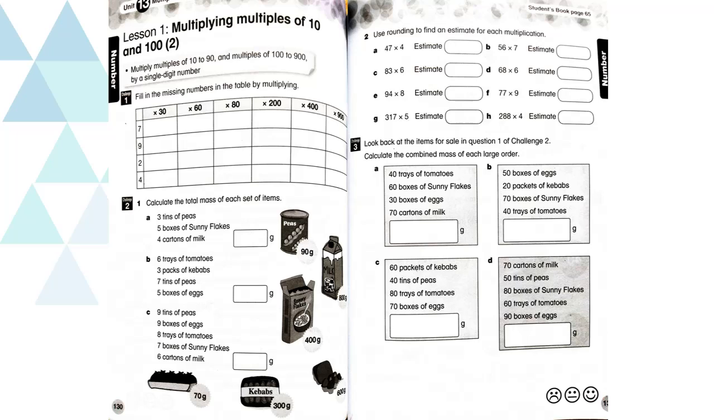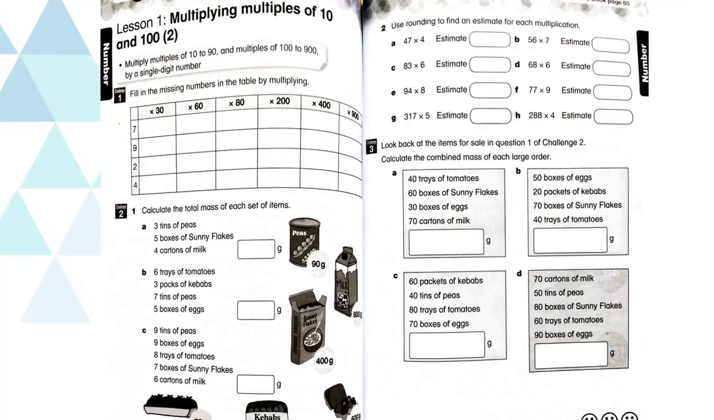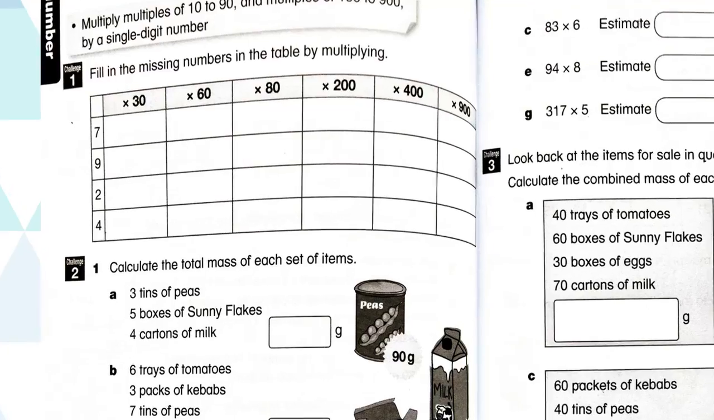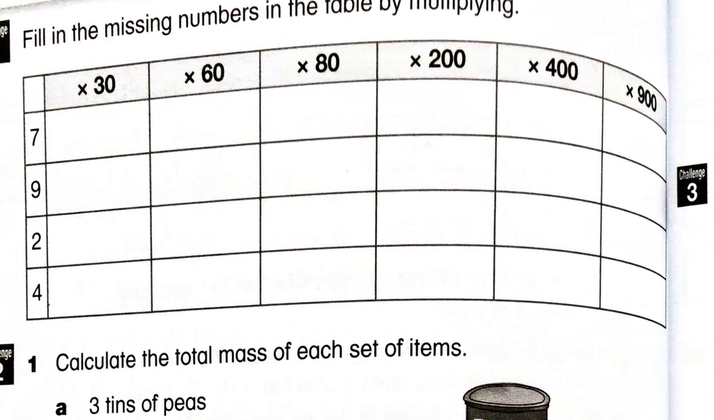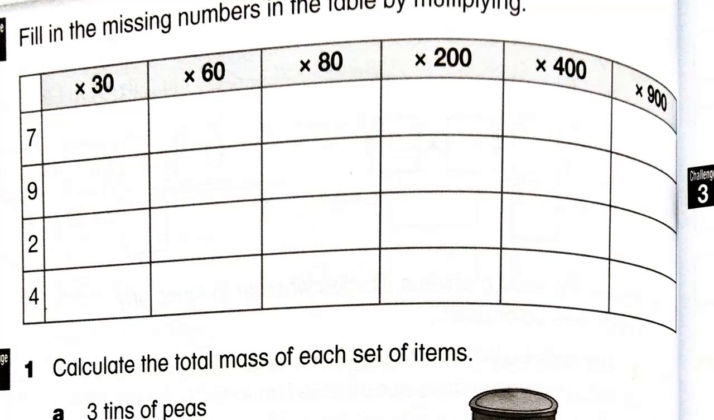Now please open your books on page 130, your workbooks on page 130. Let's choose a few questions from these two pages, 130 and 131. Challenge 1. Fill in the missing numbers in the table by multiplying. First, we need to multiply 7 by 30, 60, 80, 200, 400, and 900.